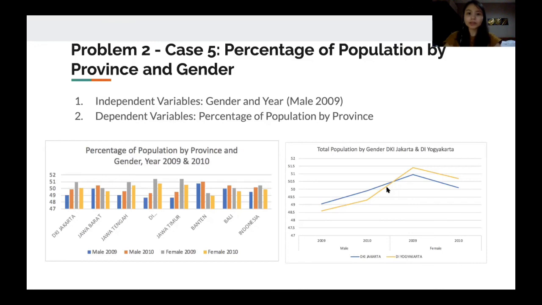It is shown in the graph that from the year 2009, the maximum percentage of the male population is at around 50.7% in the Banten region. Meanwhile, the minimum percentage of the male population is 48% in the Yogyakarta region. This represents that Banten has the highest percentage of the male population, while Yogyakarta has the highest percentage of the female population.